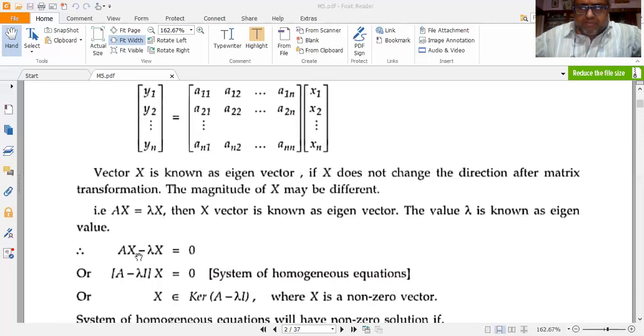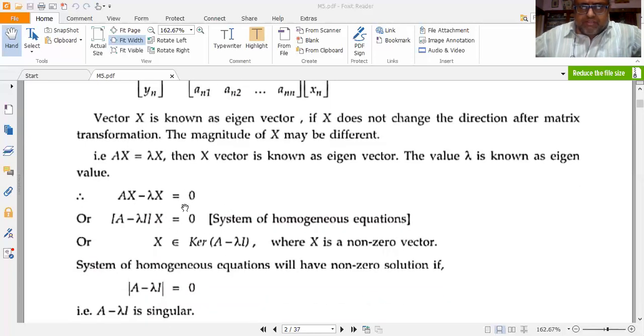So this becomes Ax minus lambda x is equal to 0. Now, X is a common factor here. Here A is a matrix, X is a matrix, again capital X is a matrix, but lambda is a scalar. But I can take X to be the common factor.